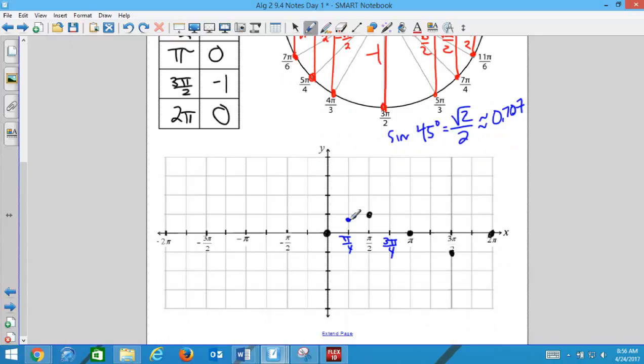And then at 3 pi over 4, it was also the same number. It was positive 0.707. And then at the next pi over 4, it was in the third quadrant, so it was negative. And then at the fourth pi over 4, it was also negative.